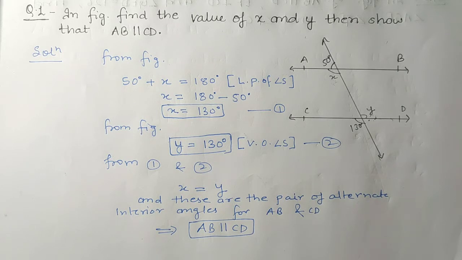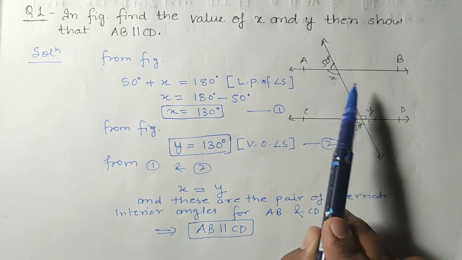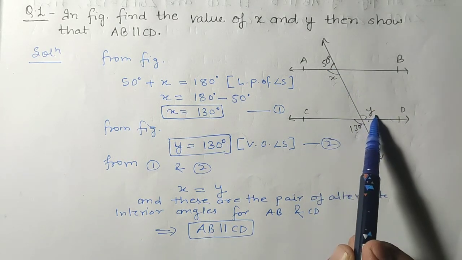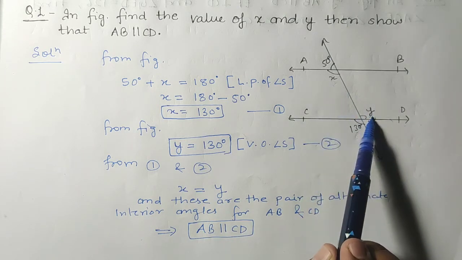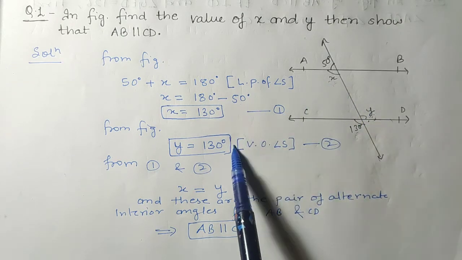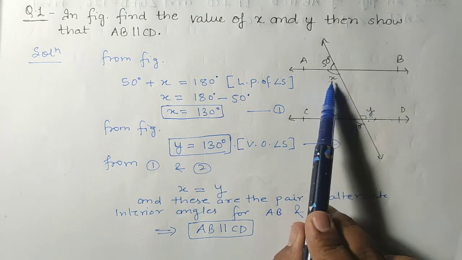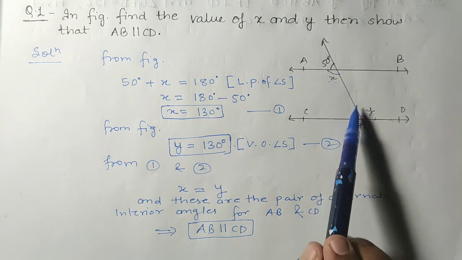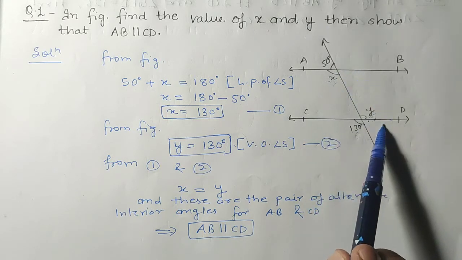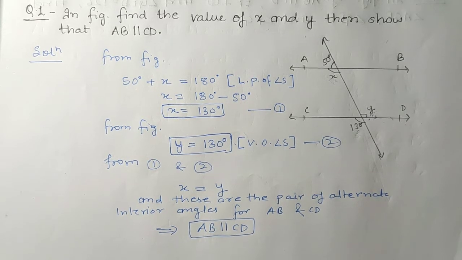Okay, students, it was a very easy question. Here we can directly find the value of x by the linear pair of angles, and the value of y from vertically opposite angles, and we can see that angle x is equal to angle y because both are equal to 130 degree, and they are alternate interior angles. So if they are alternate interior angles, then we can say that AB is parallel to CD. Okay students, so just pause the video and note it down.